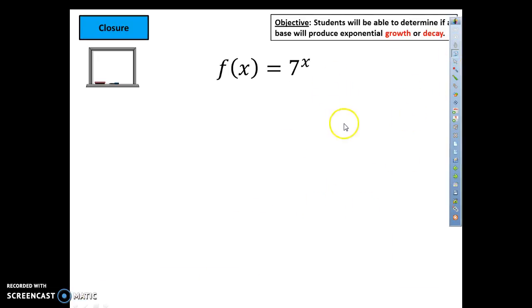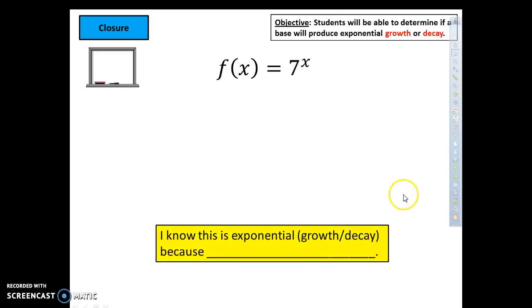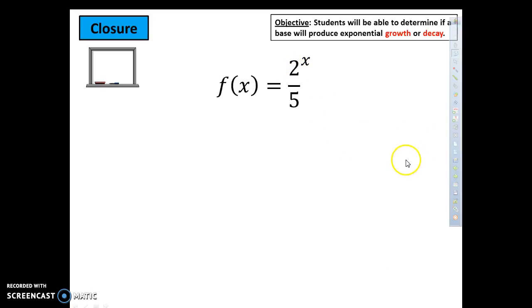And just a couple other quick examples. Here I want you to quickly identify what's the b value in your head. Okay, so is that growth or decay? Well, it's exponential growth because my base value is 7, which is bigger than 1. Here, my base value is 2/5, and that is between 0 and 1. So this is exponential decay.